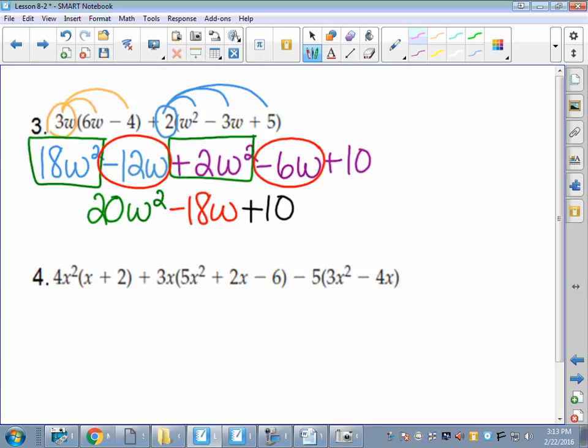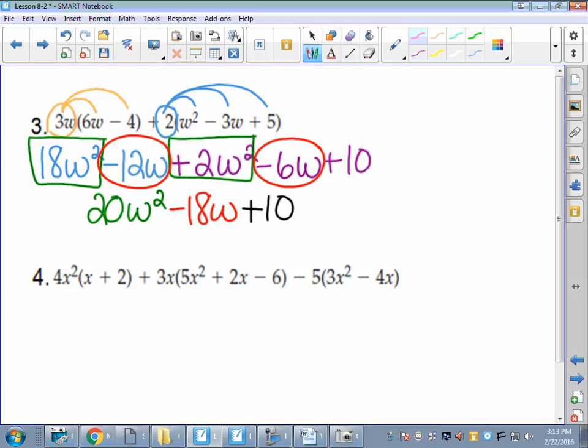Notice it's in descending order, w to the second, then w to the first, and then no w's at all. My lead coefficient is 20. Remember, we talked about that in the last section. So the coefficient in front of the term with the highest degree.